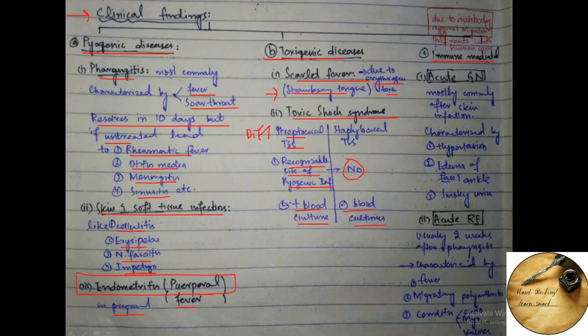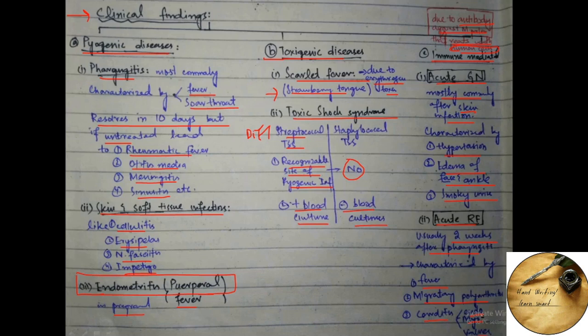Now, immune mediated, i.e., due to antibodies against M protein that react with human cells, cause diseases which are acute glomerulonephritis and acute rheumatic fever. Acute glomerulonephritis most commonly occurs after skin infections and is characterized by hypertension, edema of face and ankle, and smoky urine. Acute rheumatic fever usually occurs 2 weeks after pharyngitis and is characterized by fever, migratory polyarthritis, and carditis, which includes endocardium, myocardium, and valves.